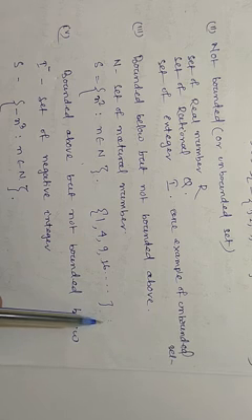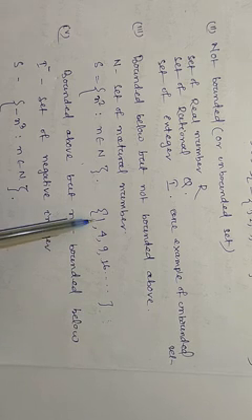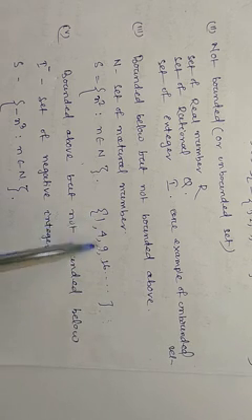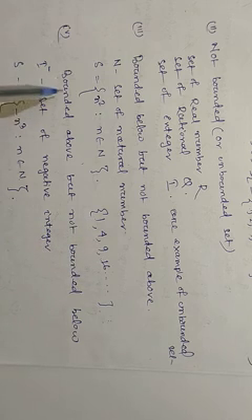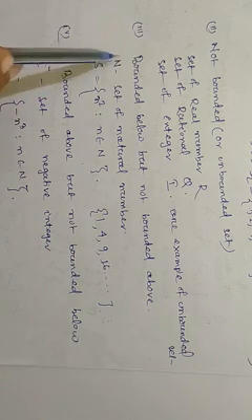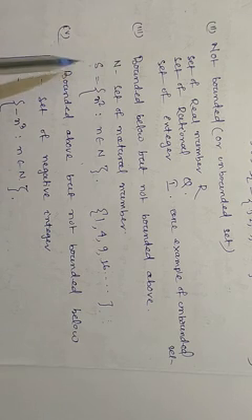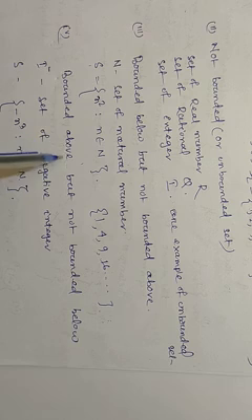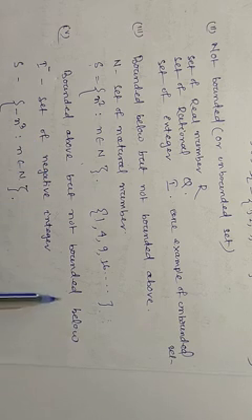Hence it is not bounded above but it is bounded below because 1 is an element such that every other element is greater than or equal to that. So these are examples of bounded below but not bounded above sets. Now consider bounded above but not bounded below set.